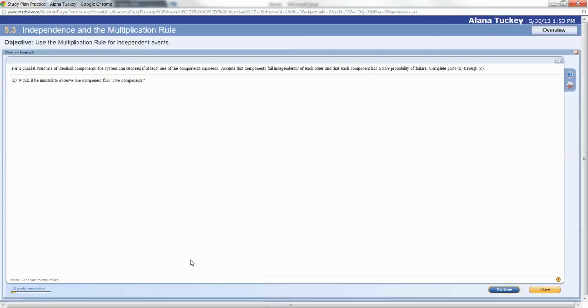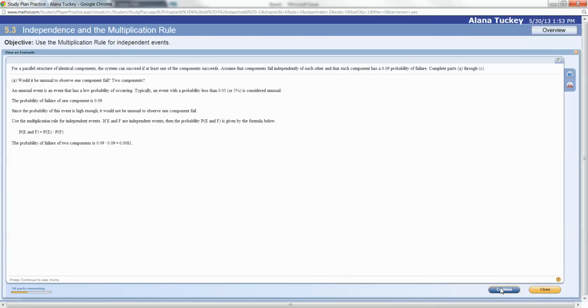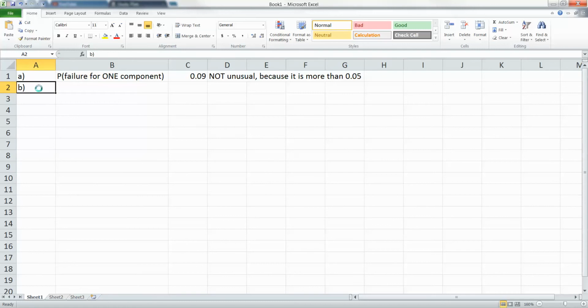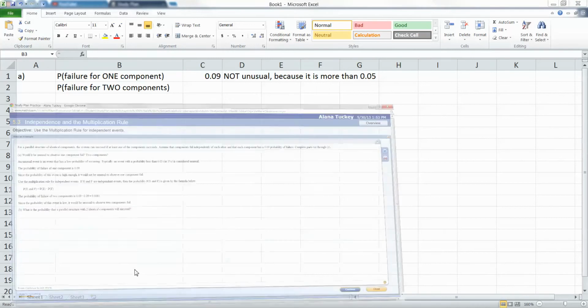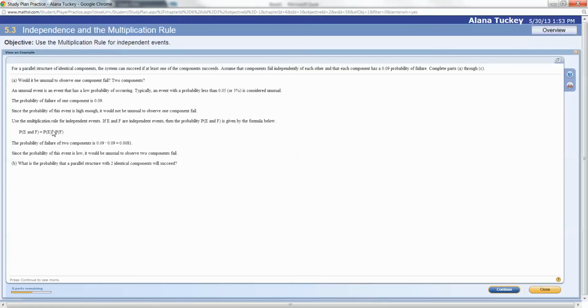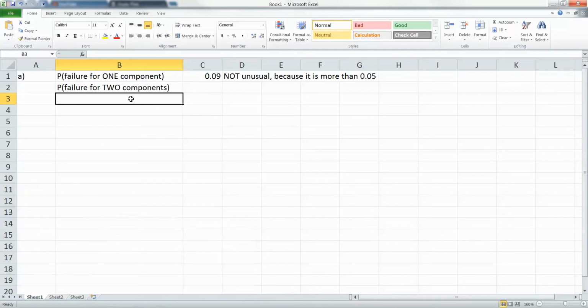Let's go back. Continue. See, 5%. Good. One component failure is 0.09. Oh, two components is still part of A. So this was A number 1. Then the probability of failure for two components. Now remember, they're independent of each other. So the probability of E and F, failure and failure, is the probability of E times the probability of F. See that? They've got the little formula right there.